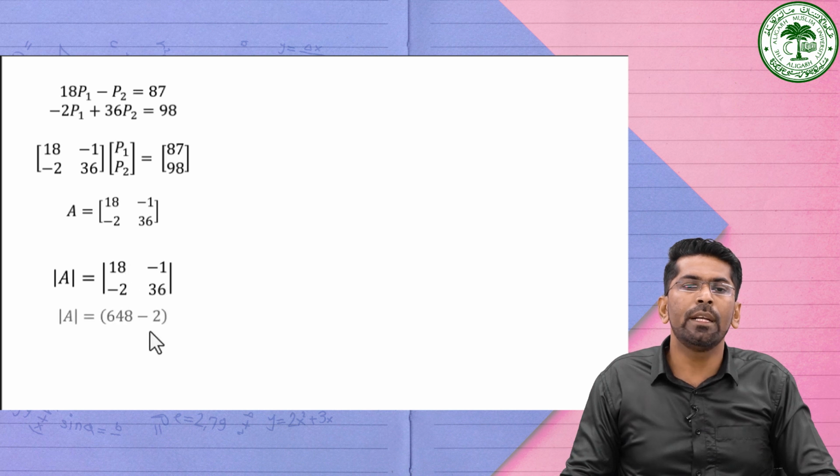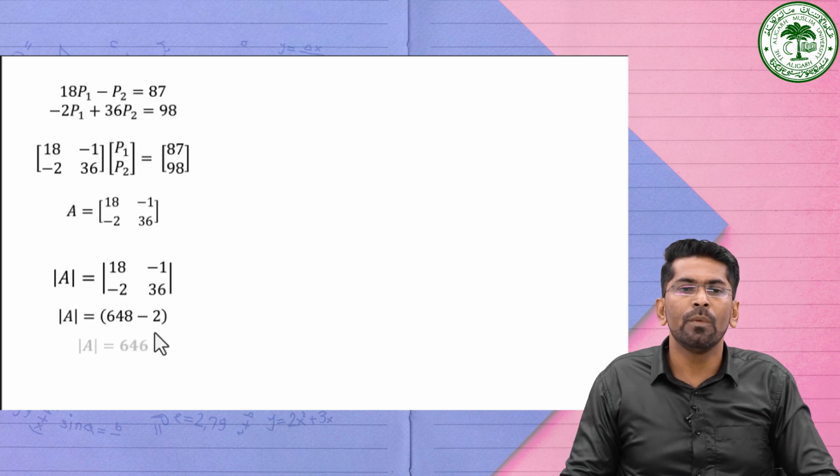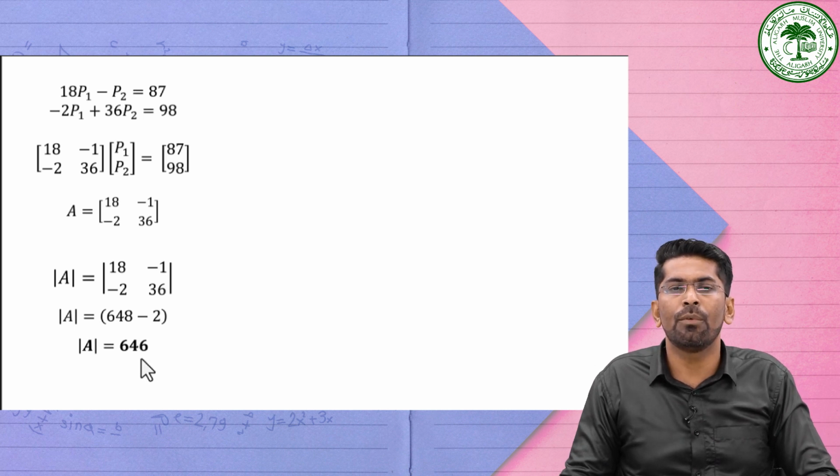So the determinant value of this original matrix is 18 into 36 minus 1 into minus 2. So 18 into 36 is equal to 648, minus 1 into minus 2 which is equal to 2. So it is 648 minus 2, which is equal to 646. So the determinant value of the original matrix A is 646.